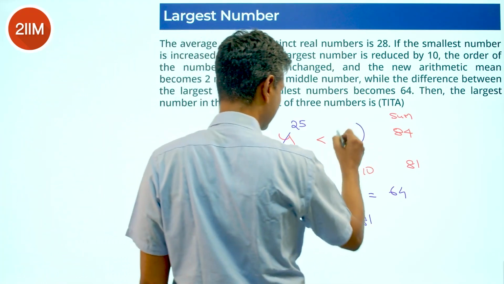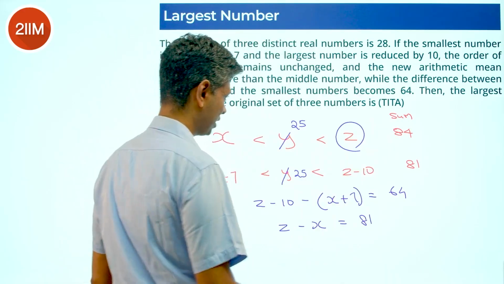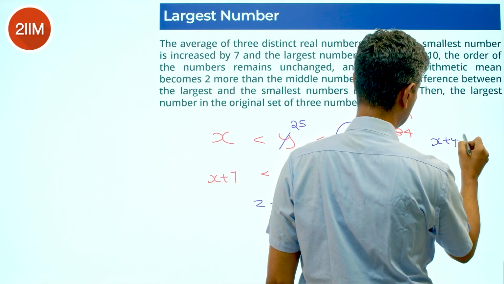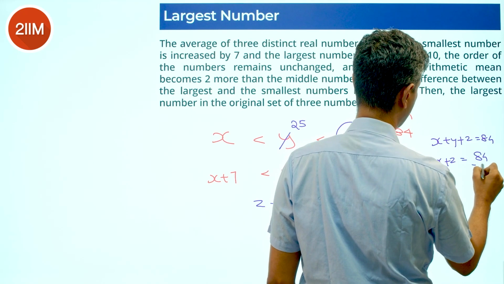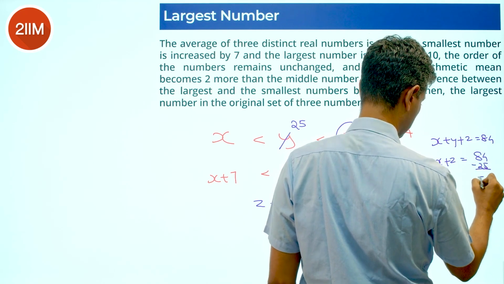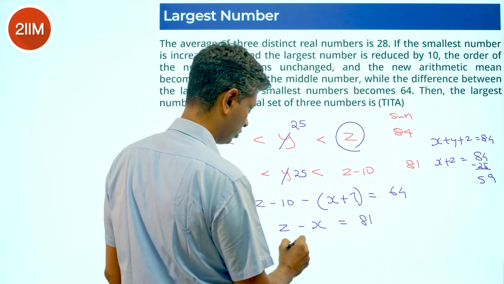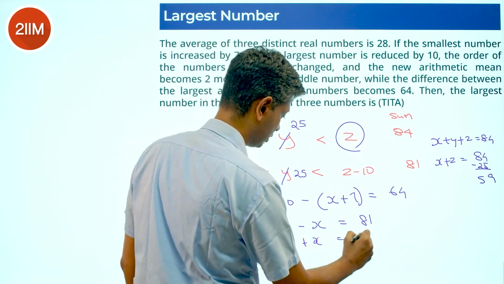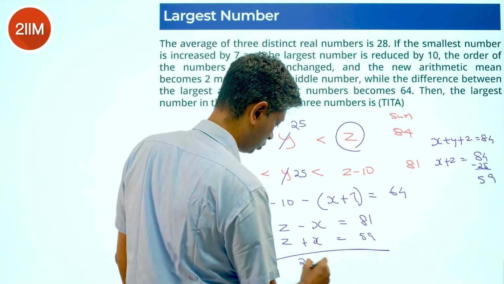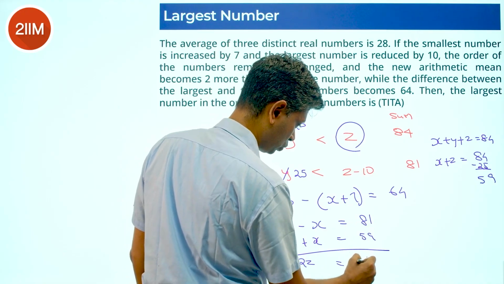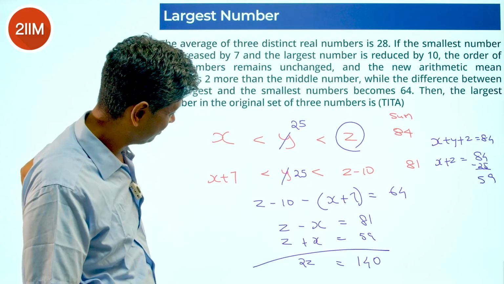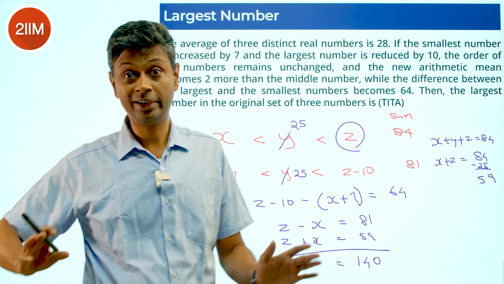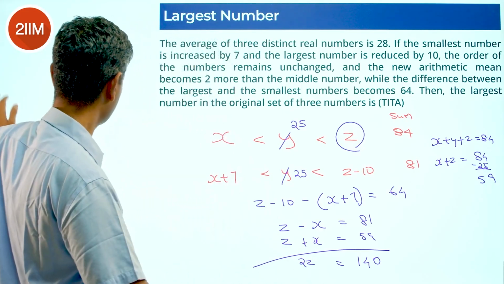The largest number in the original set of 3 numbers. We need to find z. We know y is 25, x plus y plus z is 84, or x plus z is 84 minus 25, 59. Z minus x is 81, z plus x is 59. Add these two. 2 times z is 140, or z is 70. My gut feel is x will be negative. Yeah, x is minus 11. I don't care about this. Z is 70. Largest of the numbers is 70.